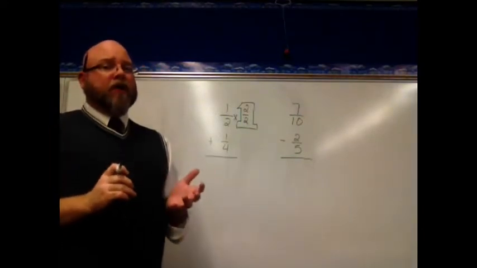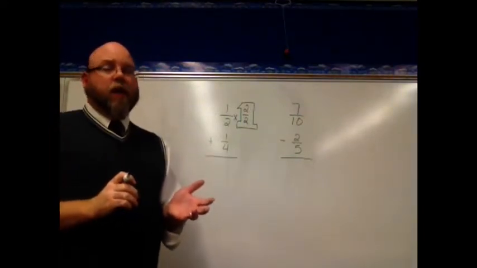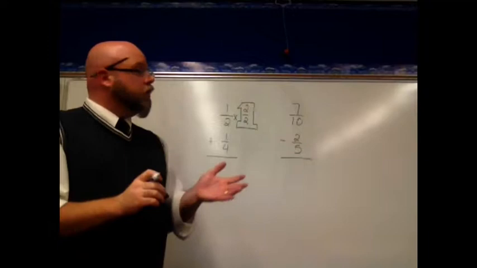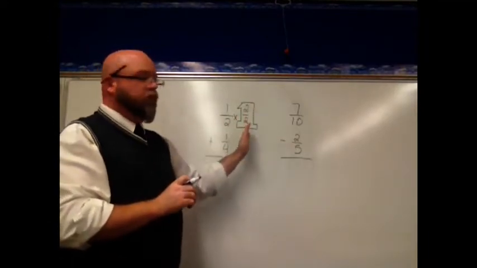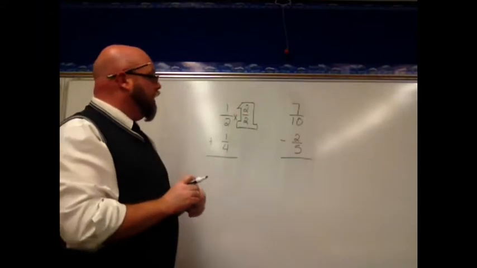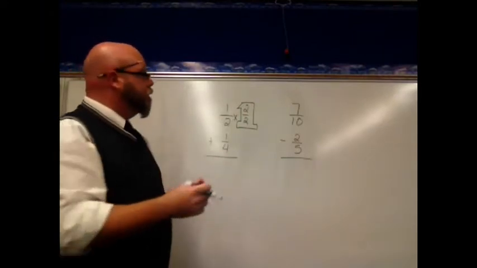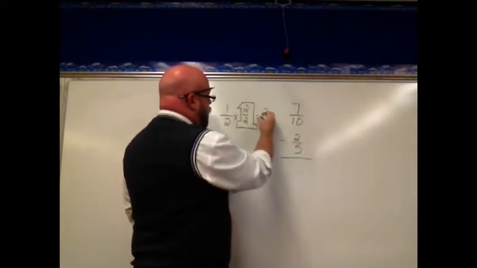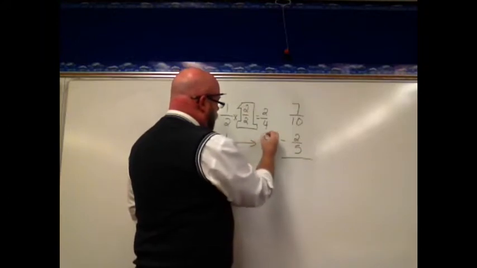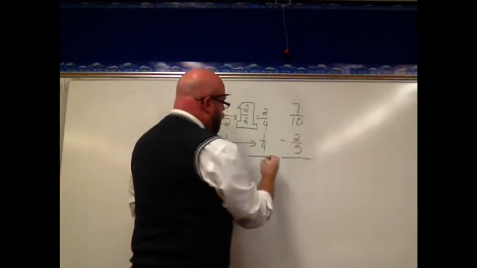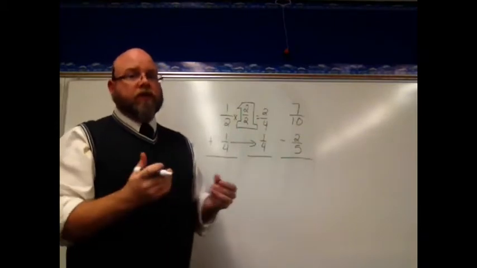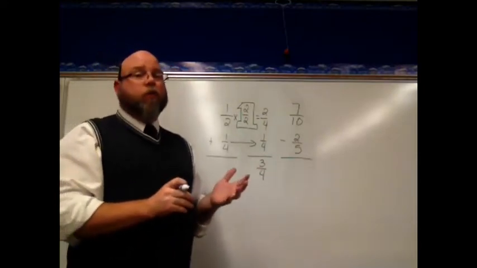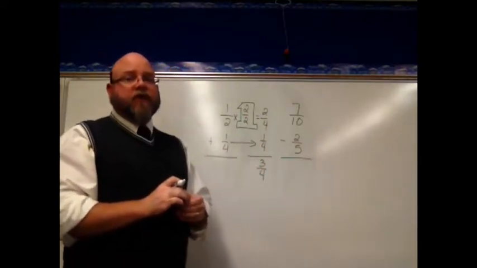When I multiply by 1, I change the name of something, but I don't ever change its value. I can multiply 7,312 times 1, and I'm still going to get 7,312. So when I multiply 1/2 times 2 over 2, which is equal to 1, I'm going to get a new name, but it has the same value. 1/2 times 2 over 2, 1 times 2 is 2, 2 times 2 is 4, and then I can just bring my 1/4 over. 2/4 plus 1/4 is 3/4.